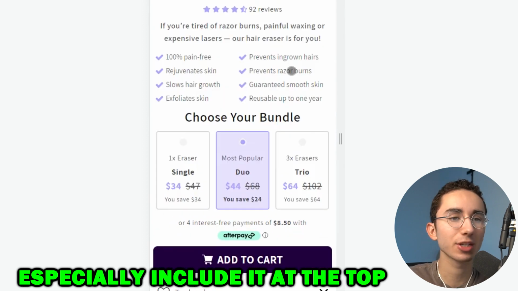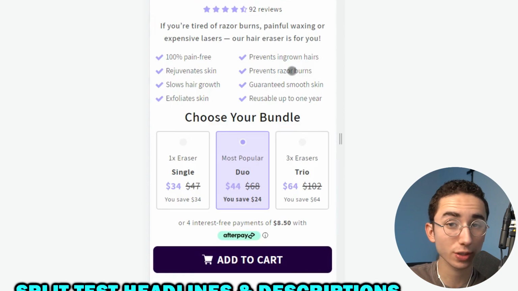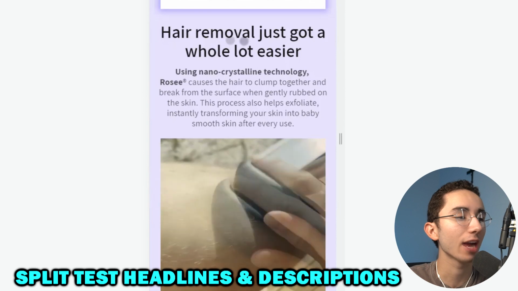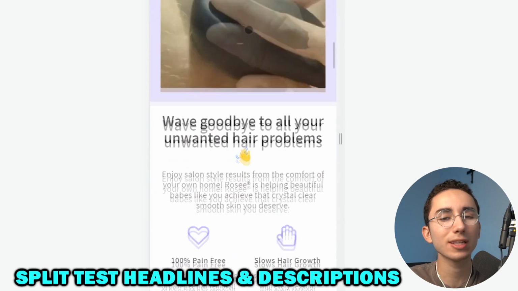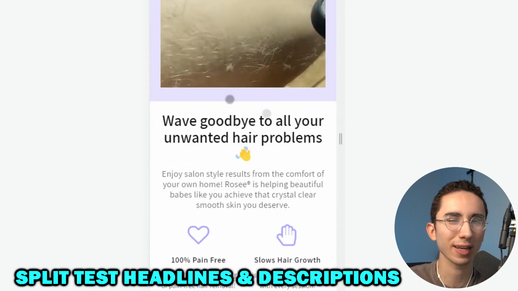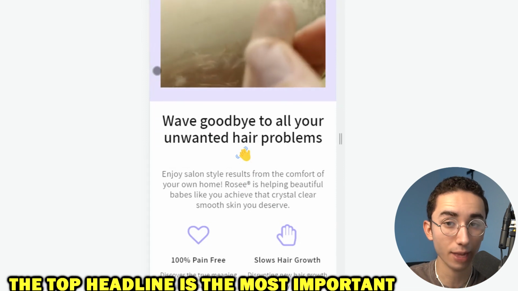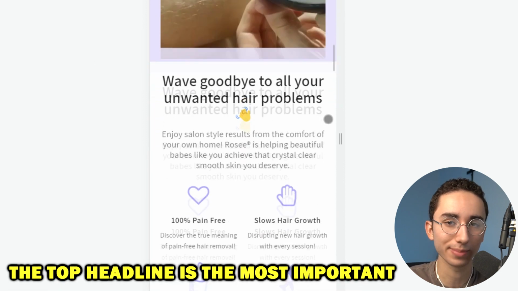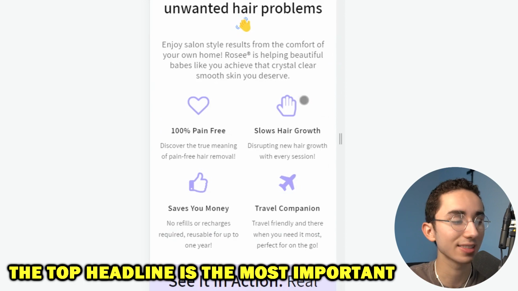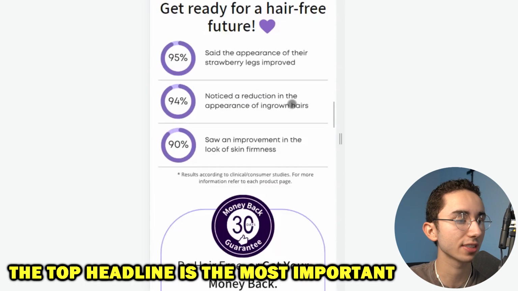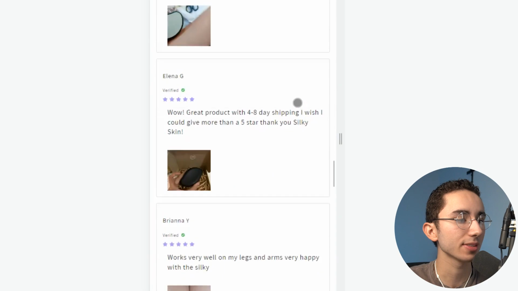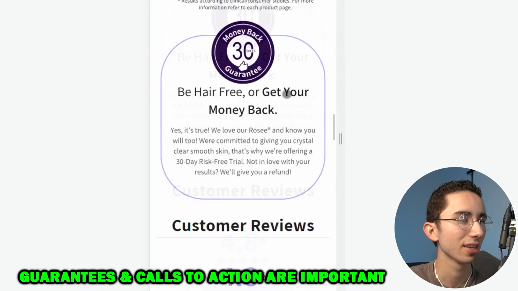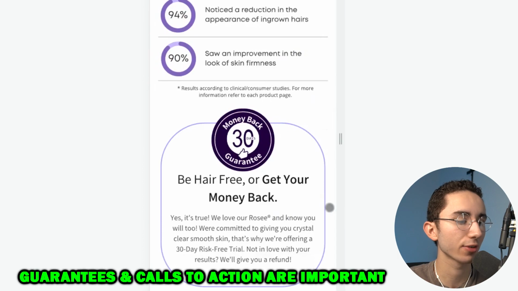Now, other split tests that you can do is trying shorter descriptions. You can try having different headlines. So maybe this headline right here that we have, hair removal just got a whole lot easier, maybe it's better as a second or a third headline. And the best headline at the top, which is the most important headline, is wave goodbye to all your unwanted hair problems. So sometimes you have to split test different headlines, different prices, having urgency, having a call to action at the end. As we can see with this website, we actually don't really have much of a call to action. But we do have things like be hair free or get your money back.